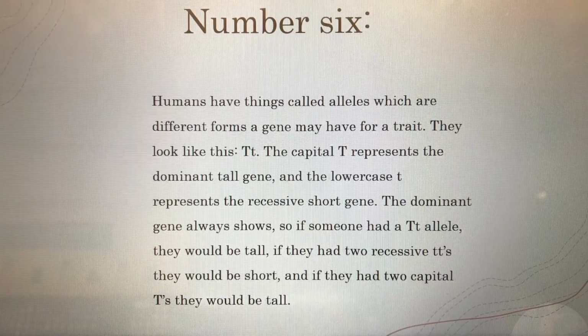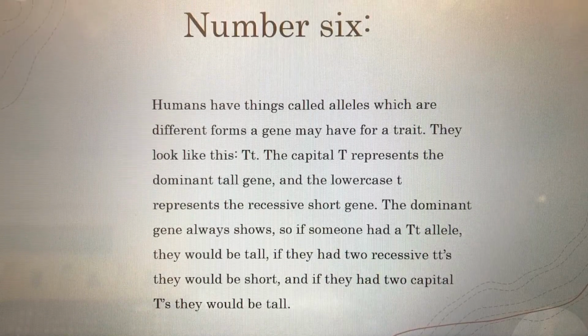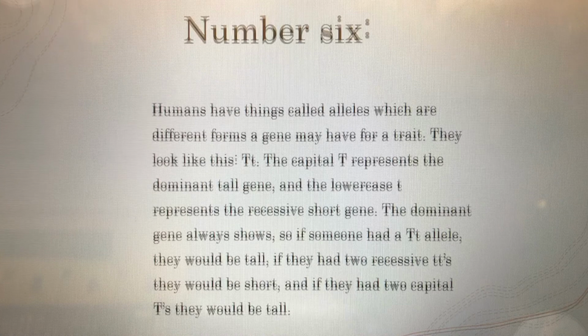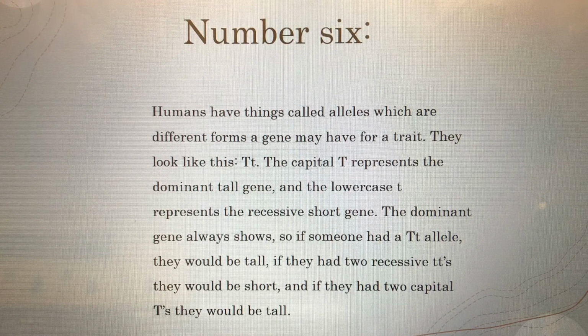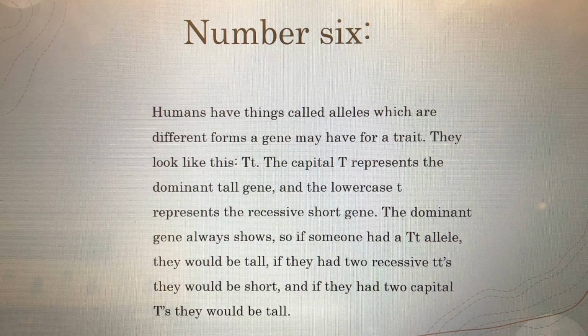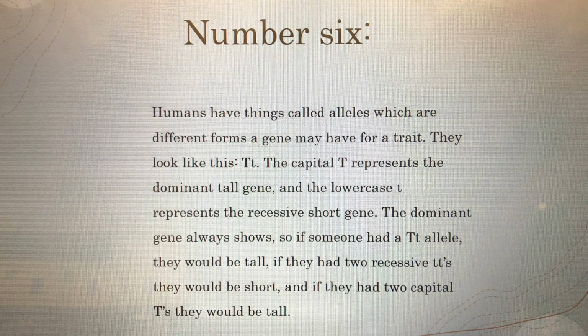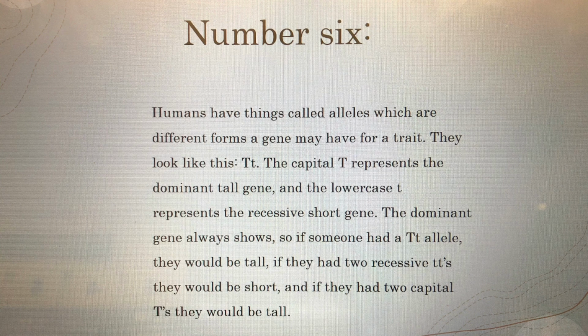Genes show up in the form of alleles, different forms a gene may have, for a trait. Now, scientists show these alleles through letters. For example, if someone was tall, they might have a capital T and a lowercase t as their allele. Any capital letter for a trait means that the trait is dominant. Any lowercase letter means that the trait is recessive.